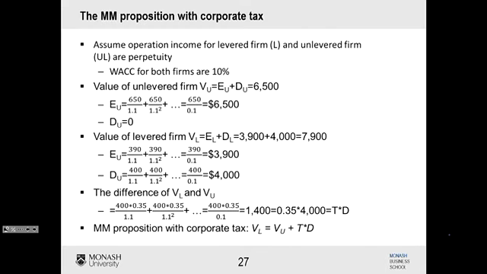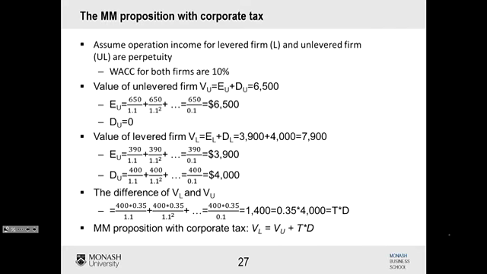Okay. Operating income for the levered firm and unlevered firm is a perpetuity. Why? Because we still hold the assumption that a change of the capital structure does not change the real investment policy. So they're the same. Therefore, cash flows are the same. Cost of capital has to be the same, let's say 10%. The value of the unlevered firm, therefore, is equal to 6,500.